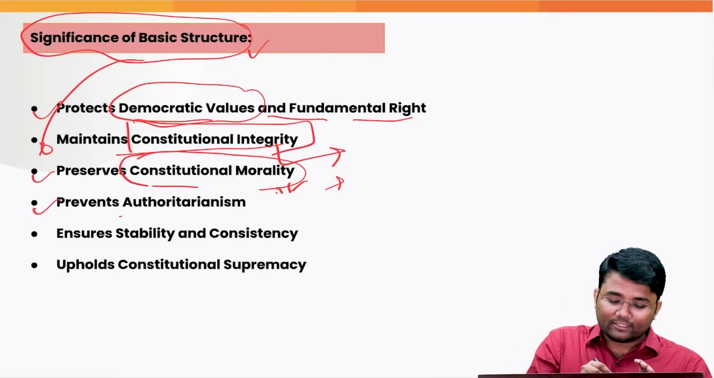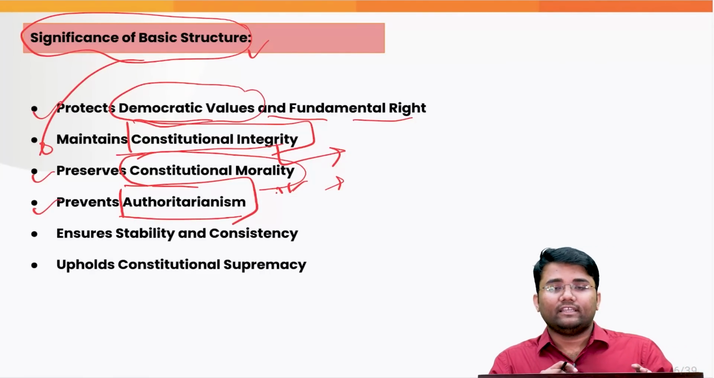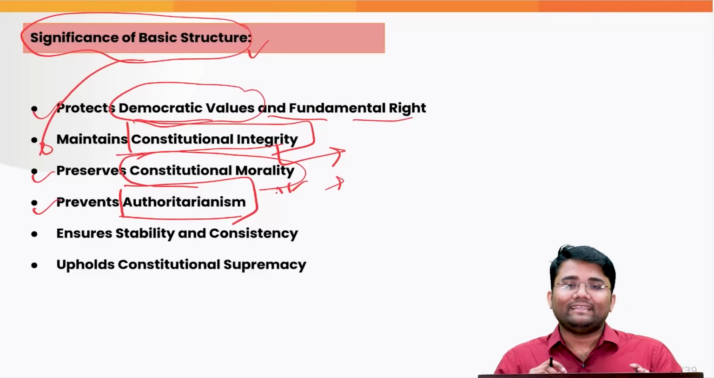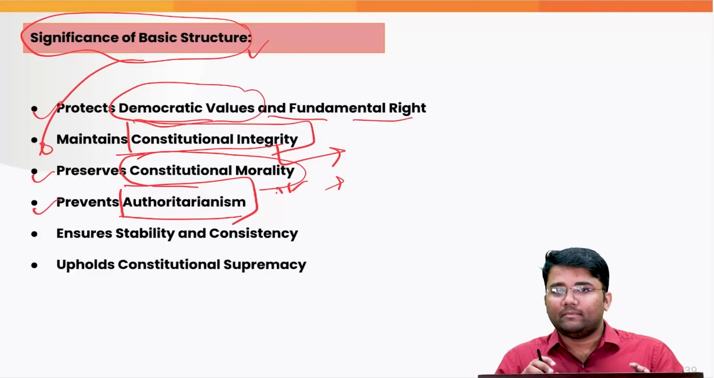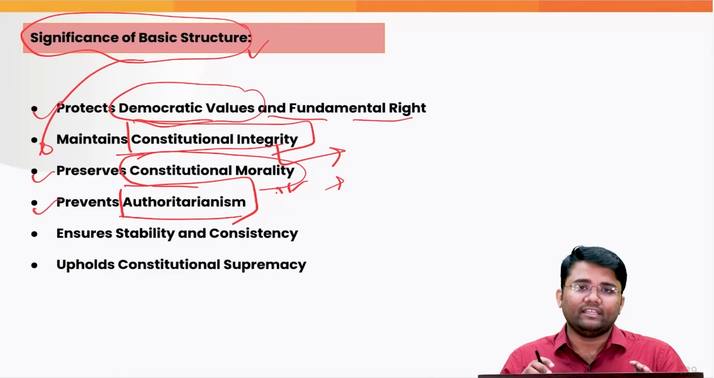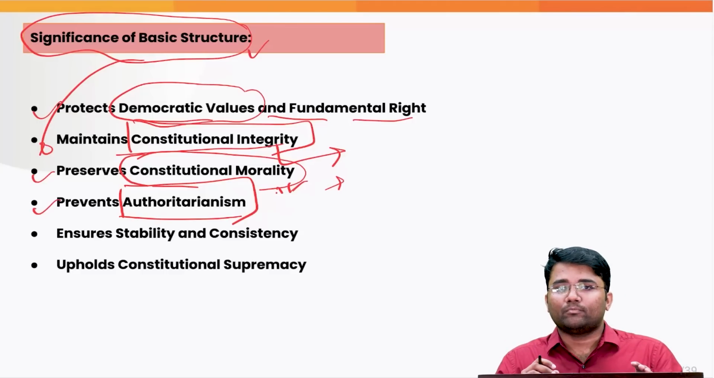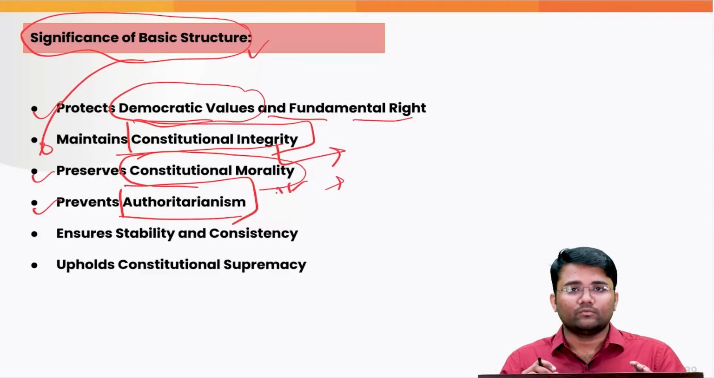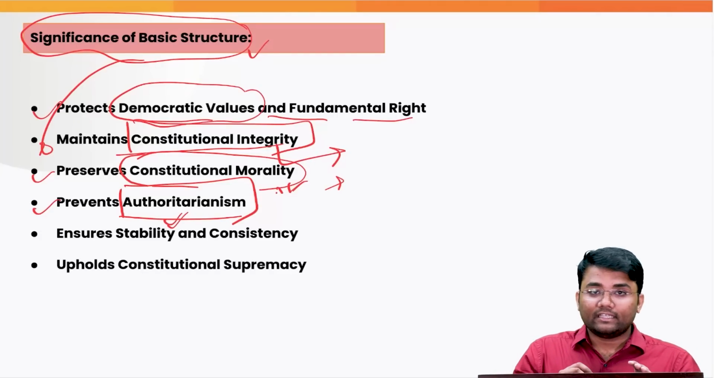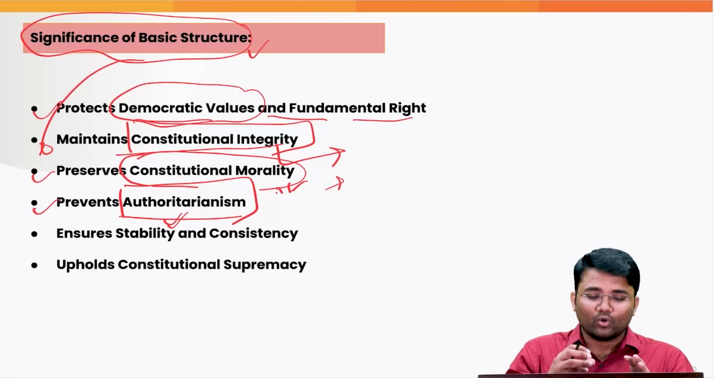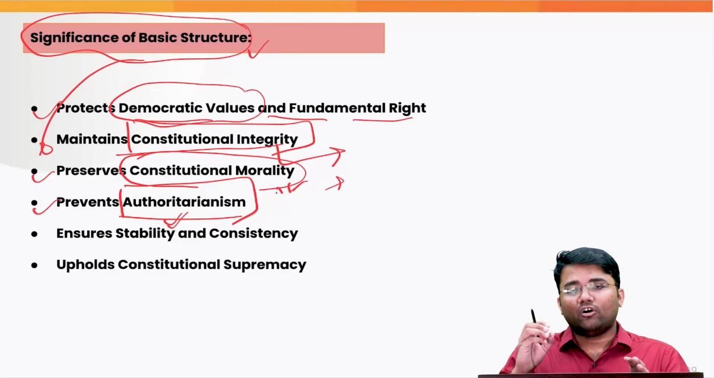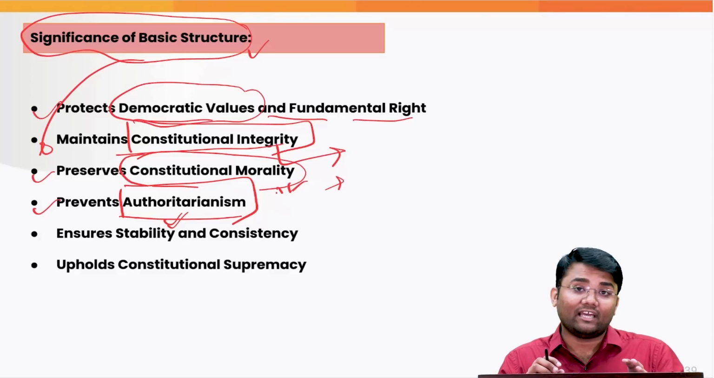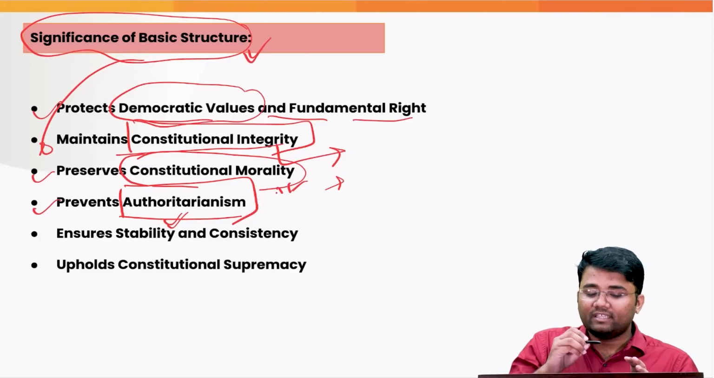Also, it will prevent authoritarianism. As you have seen in the past, there have been some attempts to increase the amending power of the parliament manifold, to make it limitless. If that had been the case, do you think it would have been possible in a country like India to ensure that our rights are properly protected? That there is equality, proper social justice? The answer is no. So to ensure that there is no dictatorship or authoritarianism, and that all the values and provisions of the constitution are being followed properly, basic structure plays a huge role.